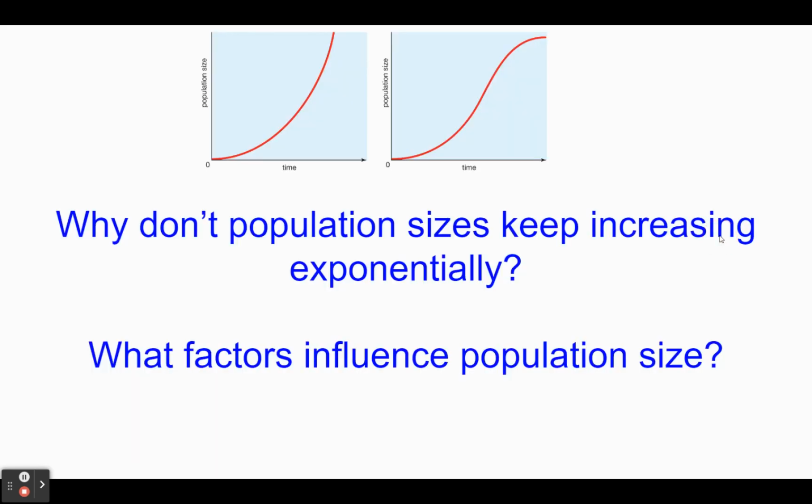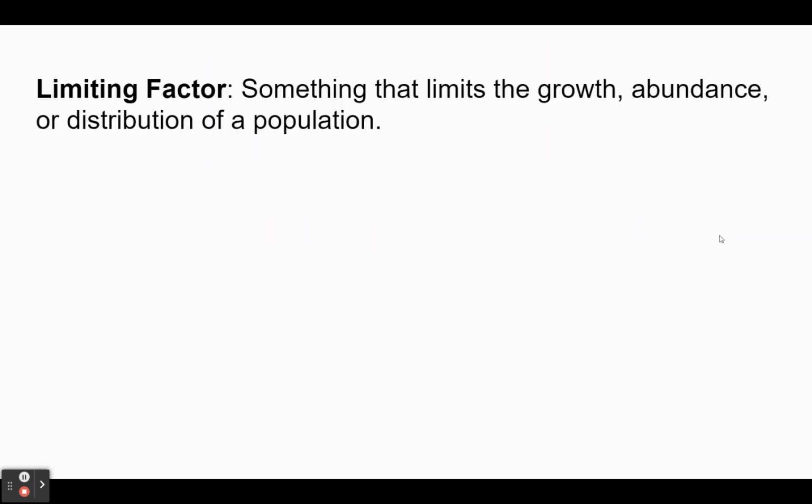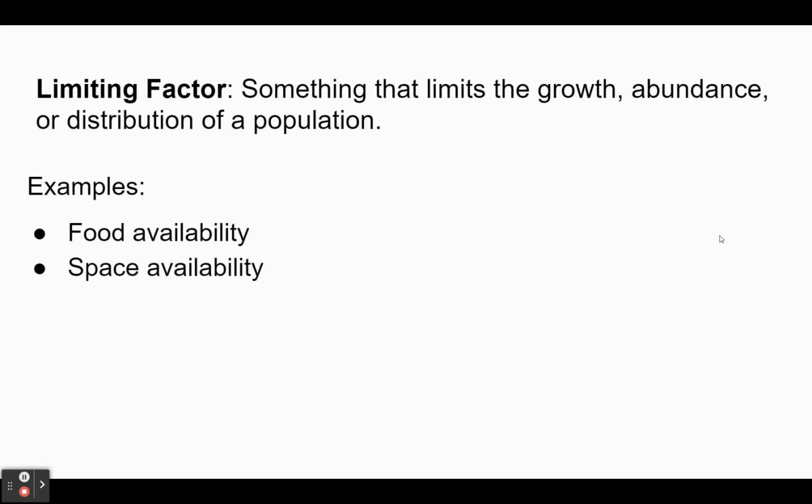So why don't population sizes keep increasing exponentially? What factors influence a population size? Well, those factors that influence population size, like I mentioned before, space, food, resources, etc., those are all called limiting factors. A limiting factor is something that limits the growth, abundance, or distribution of a population. Here are some examples. Food availability. How much food is there in the environment? Space availability. Can we expand? Is there enough room for us to exist?